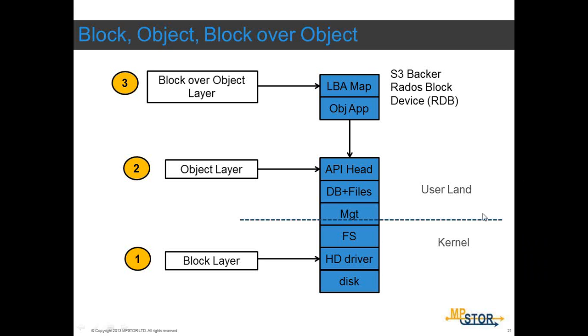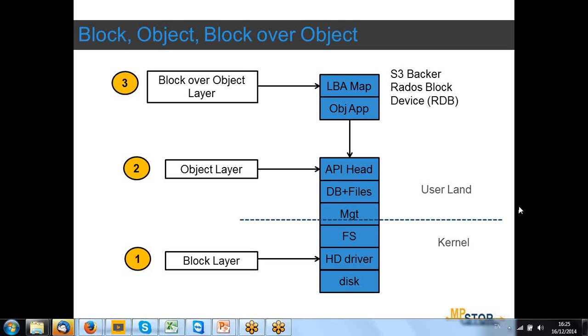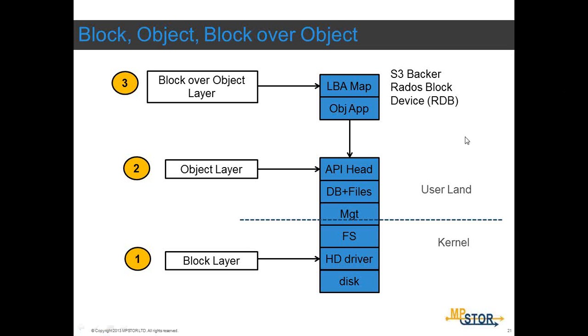So just by looking at this simple stack, we can see that going from a block layer interface all the way up to an object layer interface, there's a lot of additional overhead.